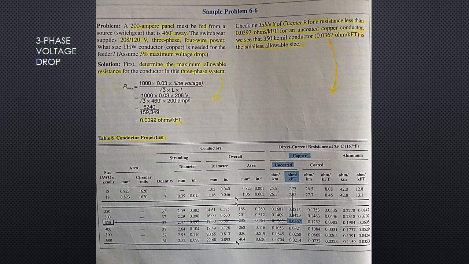So checking Table 8, Chapter 9 for a resistance less than 0.0392 ohms per k feet for an uncoated copper conductor, we see that the 350 kcmil conductor, or 0.0367 ohms per k feet, is the smallest allowable size. You can see that highlighted on the table shown. Again, Table 8, Chapter 9 is a very important table. Make sure you have very convenient access to it.